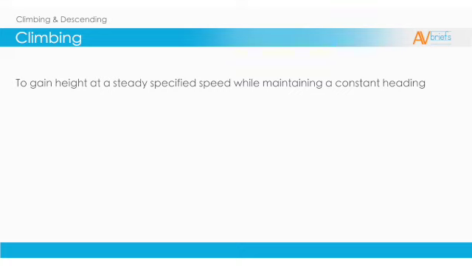We'll start by looking at the climbing part of climbing and descending. The definition of climbing is to gain height at a steady, specified speed, while maintaining a constant heading. This is a big lesson and some of the theory can get in depth. So grab a beverage, and a good chair, and let's get started.